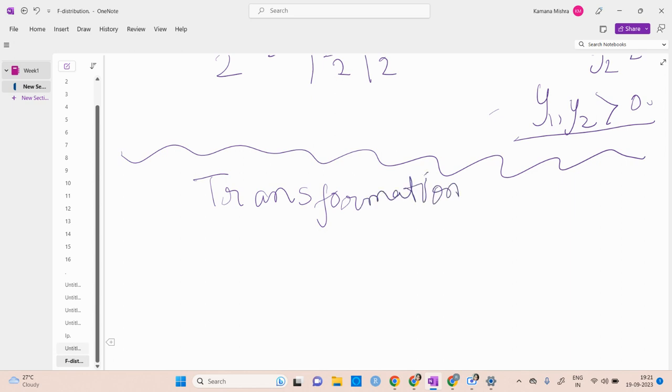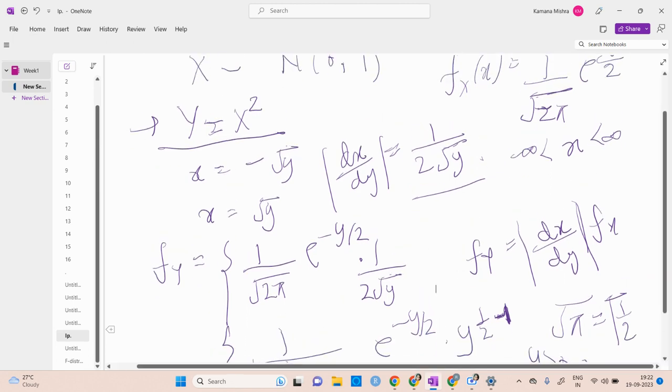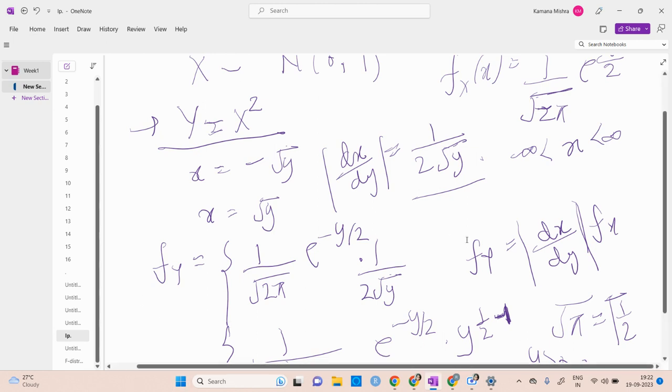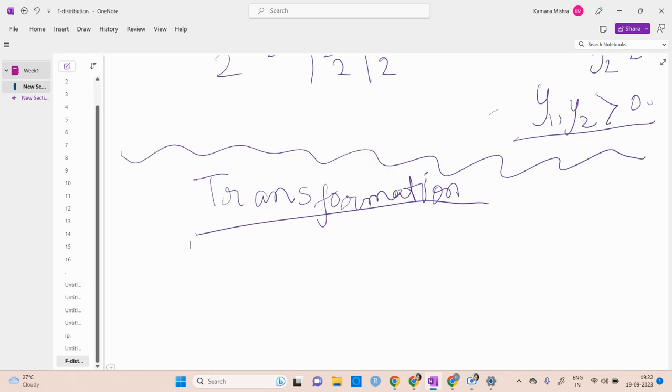So transformation is basically what we did till now: we have one random variable, and we convert it into some other random variable given in the form of the first. With one variable, we just multiplied by d x by d y. But when converting two variables into another two variables, we take the Jacobian. Do you know what the Jacobian is?